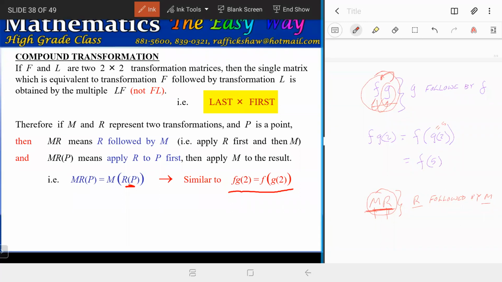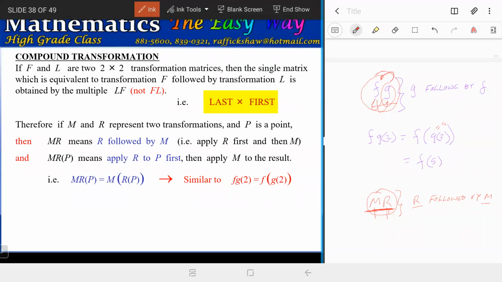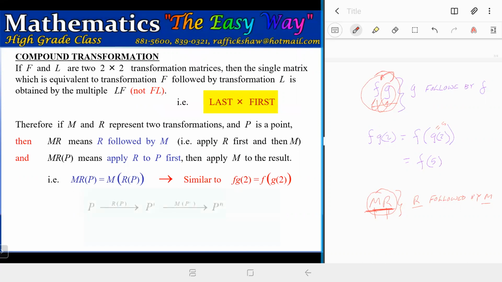We have to do the G of 2 first and then apply the F to the result. MR and P means do the R and P first. Apply the R to the P first. Pay attention, guys. This is it going step by step now.